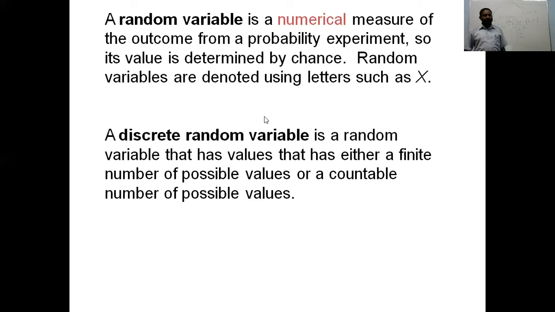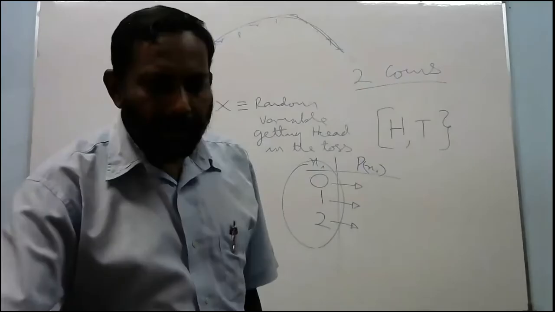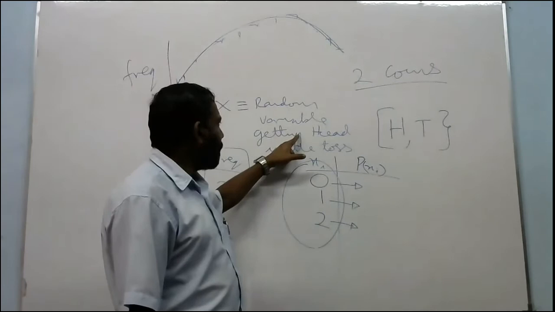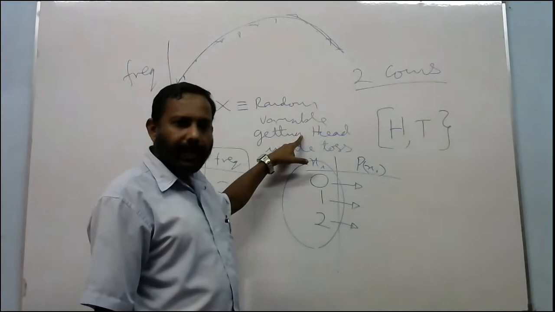Right. Now I'm adding a term called discrete random variable. Is it the same definition as earlier? Only the difference is the term discrete. Can you remember we talked about continuous and discrete? Right? So I will just come to the board. Now let's say this is a typical example of a discrete random variable. Getting the number of heads in 2 tosses is a typical discrete random variable.